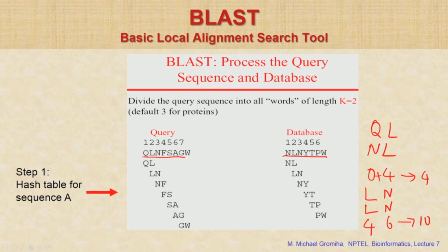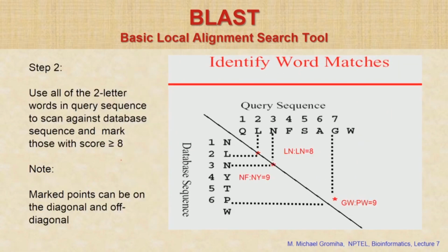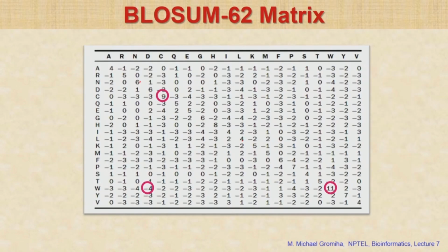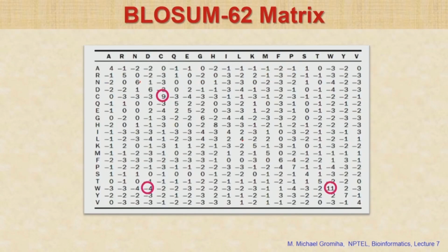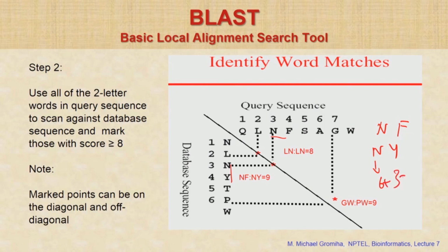So, now we can use these numbers. We use this matrix and we set a cutoff score of 8. This can be adjustable. So, you can put, for example, a score of greater than or equal to 8 and see where we have the values which are more than this. Here LN and LN, you get 10. NF and NY get a score of 9: NN is 6, FY, YF is 3. So, 6 plus 3 equal to 9.